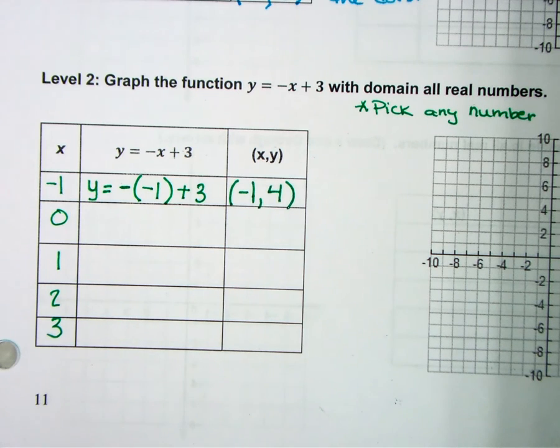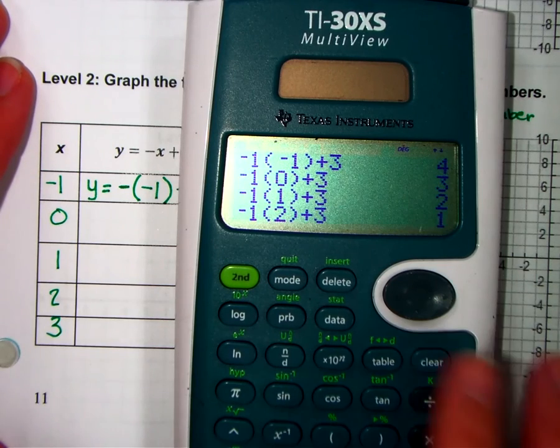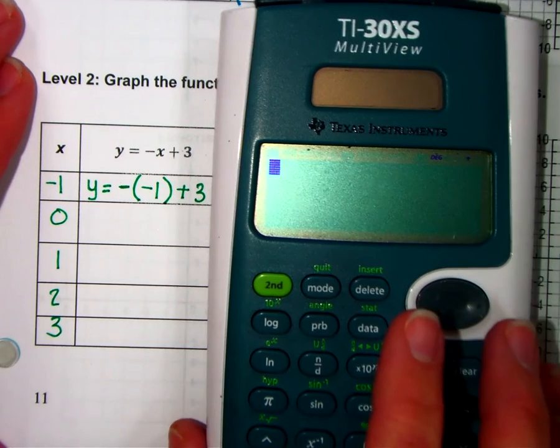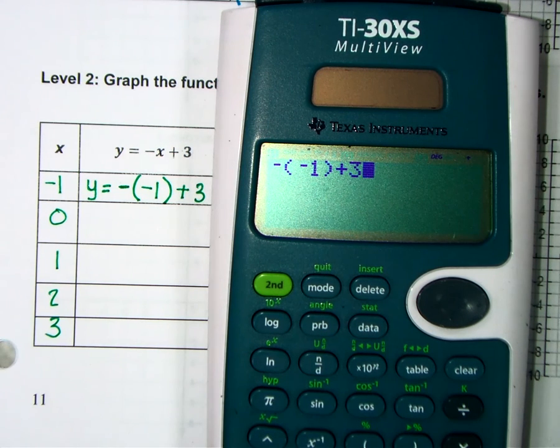We did that yesterday, so go ahead and type those into your calculator and get the values for x and y. And I'm going to go through, for those of you who weren't here yesterday, how we do it in our calculator. Okay, so I'm going to get that negative button there. -1 plus 3. Okay, and then hit enter.